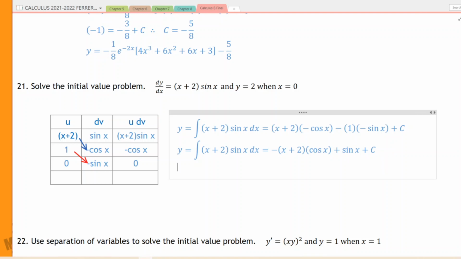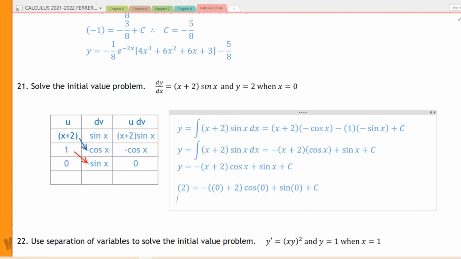Okay, this is a good look now. We have a general solution. y is equal to negative quantity x plus 2 cosine x plus sine x plus c. And now we'll use this and our initial condition to solve the initial value problem. Let's write this again. And we know y equals 2 whenever x equals 0.